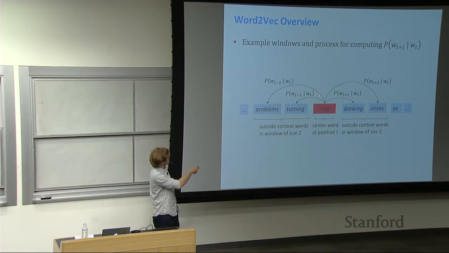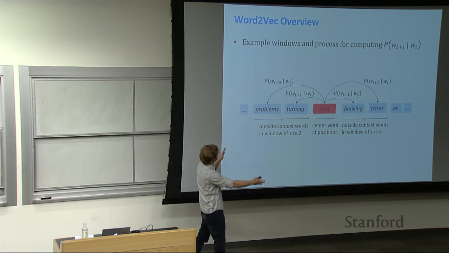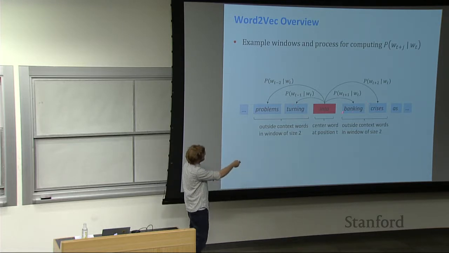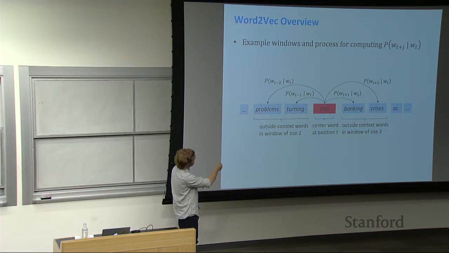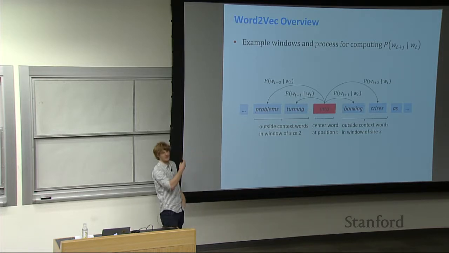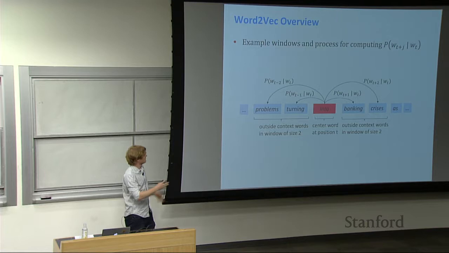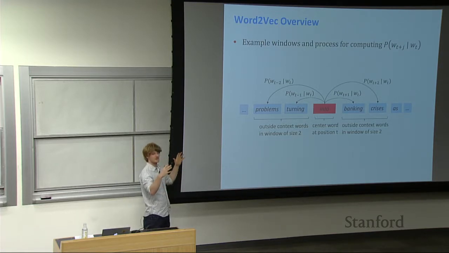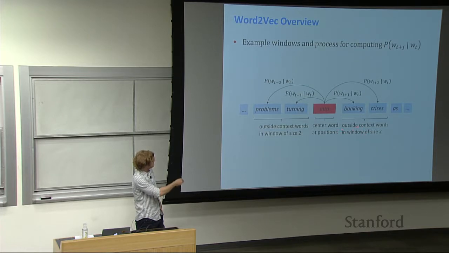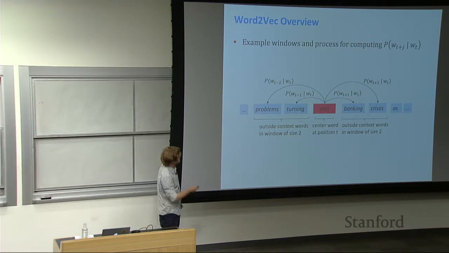And in most cases, we will not care where exactly the position of these are, as long as they're inside the window. So whether we first predict banking and crises and then turning in problems doesn't really matter. In general, we go from left to right, but it's irrelevant where inside the window they are, as long as they're in the window. So here, you'd have a window size of 2. And you have 2 sets of outside words or context words that you want to predict.